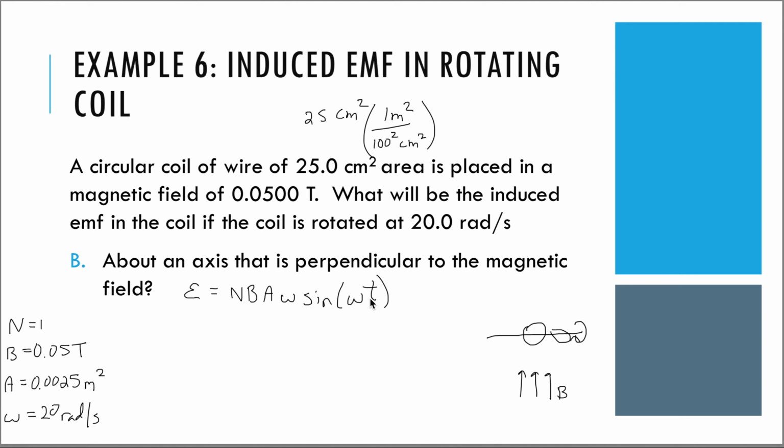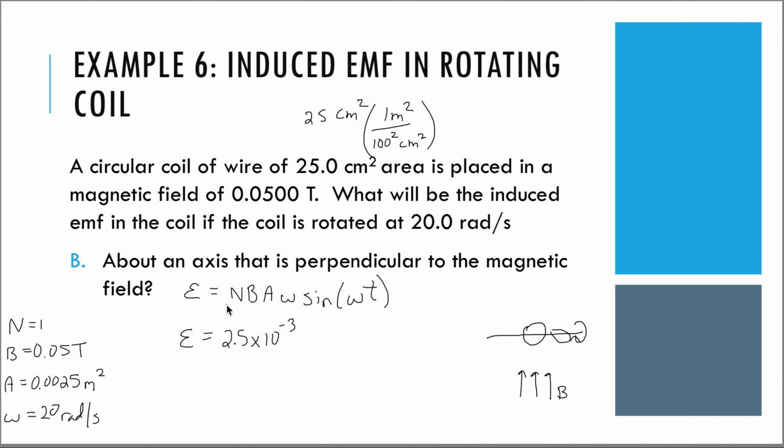And we're not given time, right? So the way this equation works is if you know at what time, then you can find the exact number for how much EMF is induced at that time. But in this case, we're going to have to leave our answer as a function of time. So when we plug in N B A omega, we're going to get 2.5 times 10 to the negative 3.